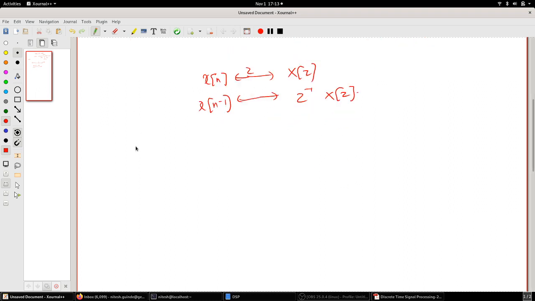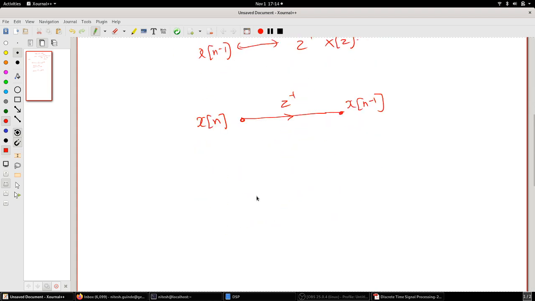Okay, so let's say this x of n. I multiply this with a z inverse. What it will mean is, the moment I multiply this with a z inverse, I know that this is going to be given by x of n minus 1. Okay, so this is what it means. So if I multiply this by a z inverse, I am adding a delay element here. So this is in the signal flow graph representation.